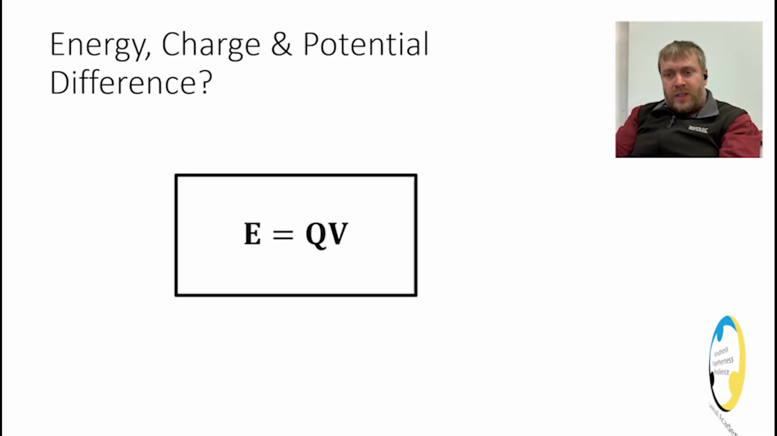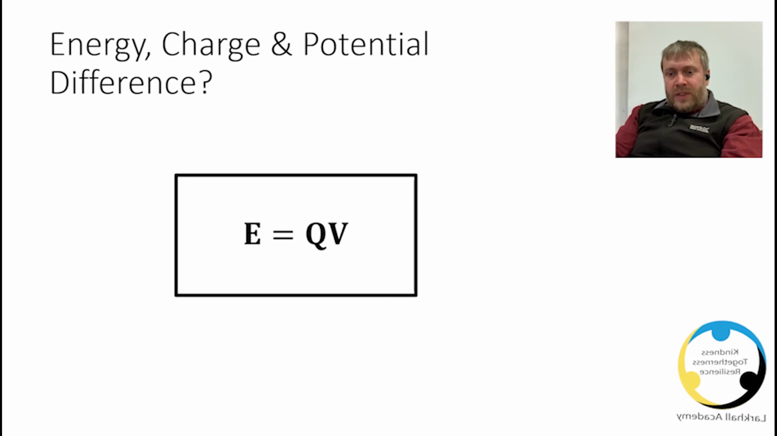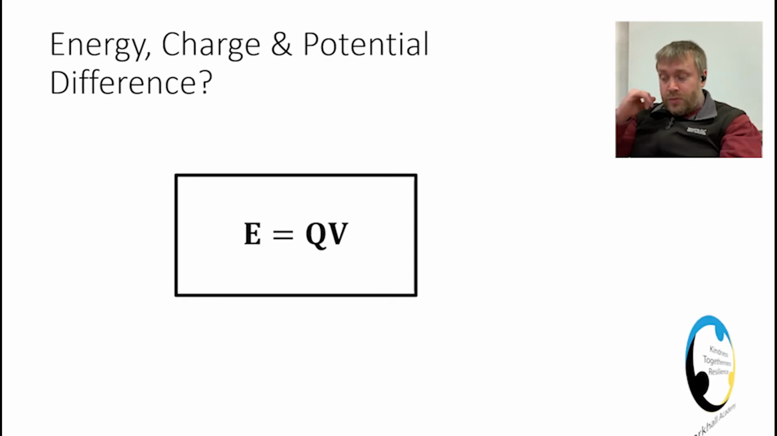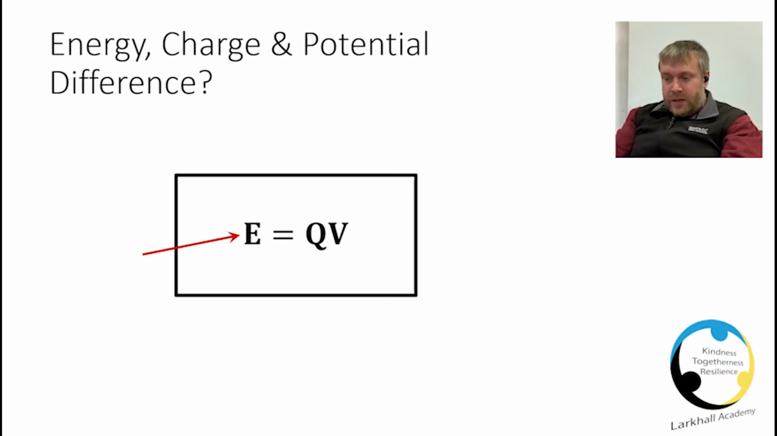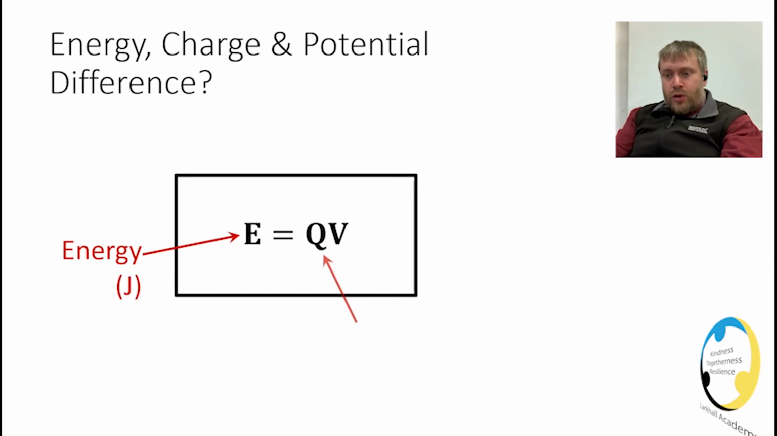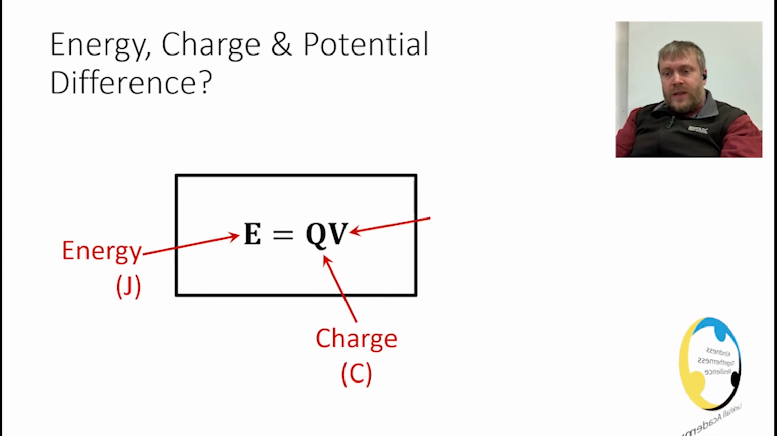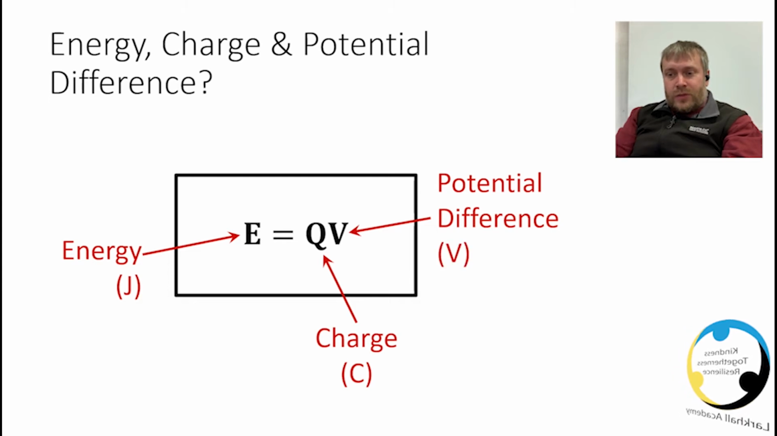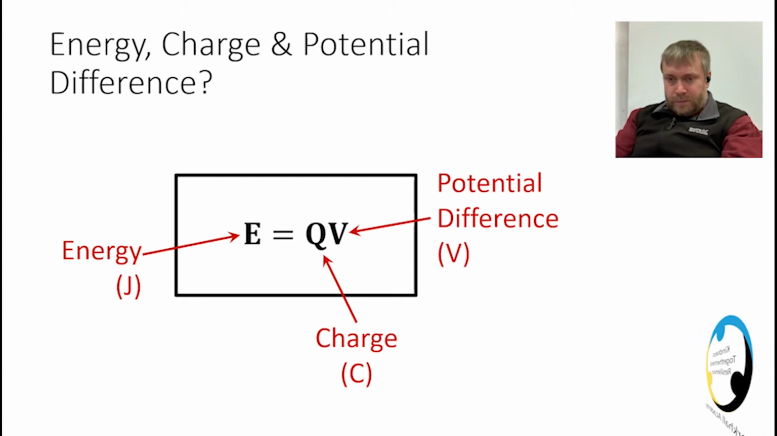We need an equation if we want to be able to do calculations. Here's our equation: E equals QV. These symbols all have their standard meanings. You should hopefully have come across them before at National 5 level, but for those of you that haven't done National 5, E here is energy, and we measure energy in joules. Q is charge, we measure charge in coulombs, and V is our potential difference, which we've just discussed, measured in volts.